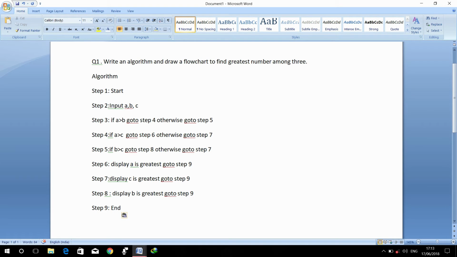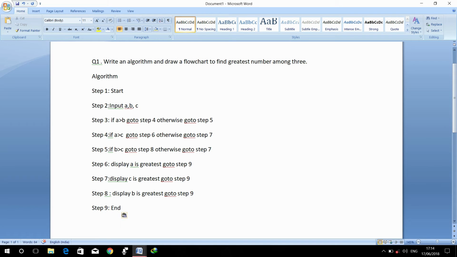In step 1, obviously we start the program, as we did in all our previous problems. In step number 2, we input 3 numbers from the user, because we have to work on these 3 variables. In step number 3, we check whether the first number is greater than the second number. If it is, then it goes to step number 4, otherwise it goes to step number 5. This is the decision making statement. If the condition is true, then it goes to step number 4. If the condition is false, then it goes to step number 5.